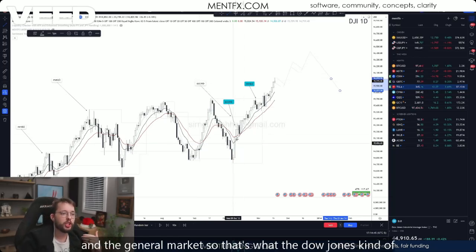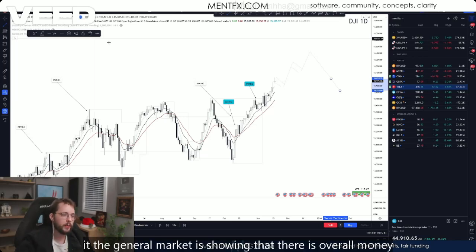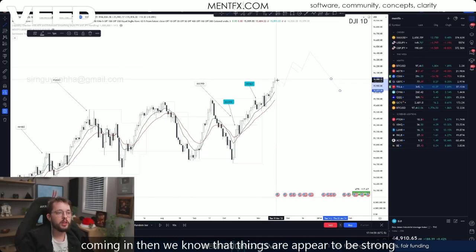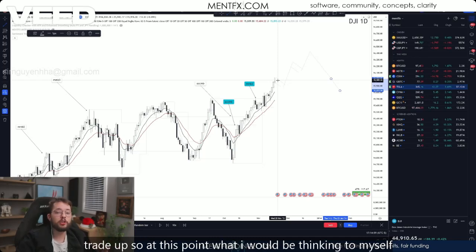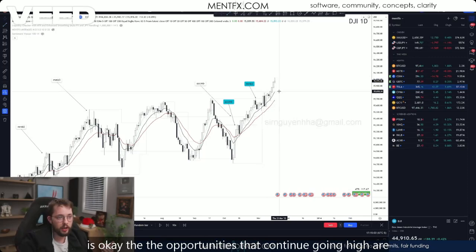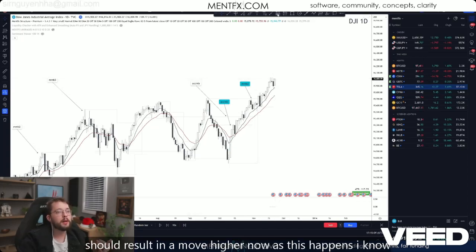So what that means is if I'm a buyer across multiple stocks or futures or cryptocurrencies or anything, and the general market, so that's what the Dow Jones kind of is, the QQQ, NASDAQ, Dow Jones, US 30, whatever you want to call it, is showing that there is overall money coming in, then we know that things appear to be strong, and we're going to be in a good market environment to continue to trade up. So at this point, what I would be thinking to myself is, okay, the opportunity is to continue going higher now. So this pause should result in a move higher.